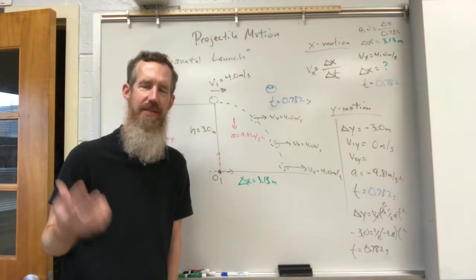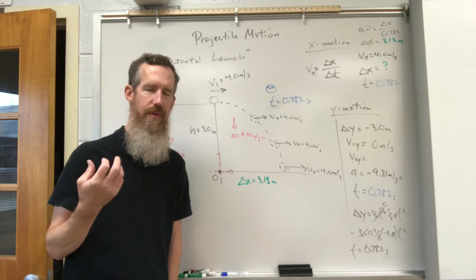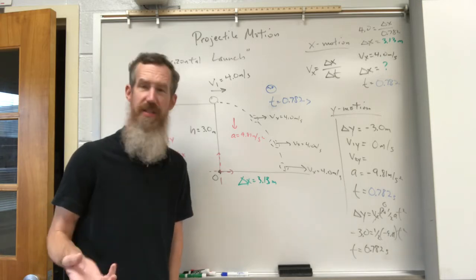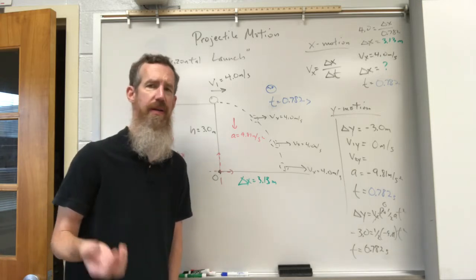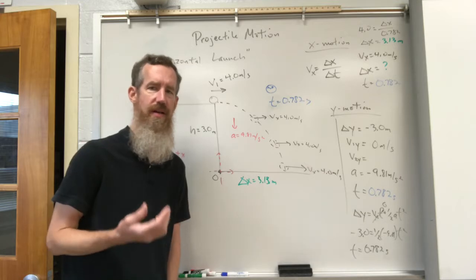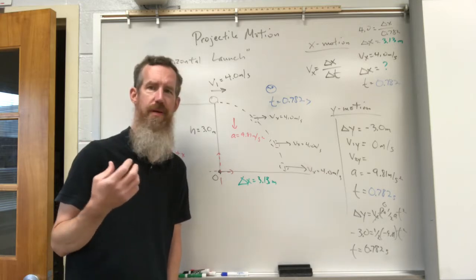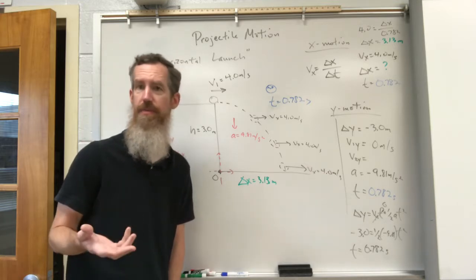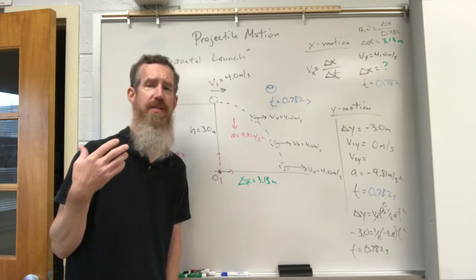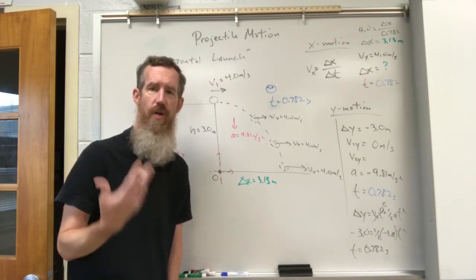One of the last things that you might want to know about a projectile motion problem is the velocity of the projectile, of the object in flight. What's its instantaneous velocity anywhere along the flight?